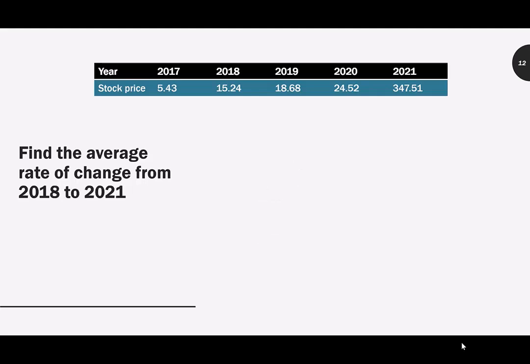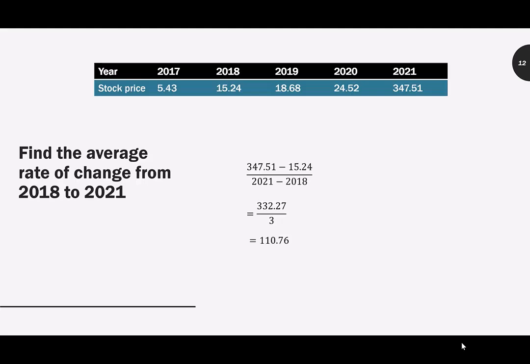Let's change the values again. This time, let's look from 2018 to 2021. I want to look at the price in 2021, which was $347.51. I'm going to compare that to the price in 2018, which was $15.24. Again, this is over a 3-year period. So my difference, $332.27 increase in price divided by 3, says on average, the increase in price was $110.76 per year.